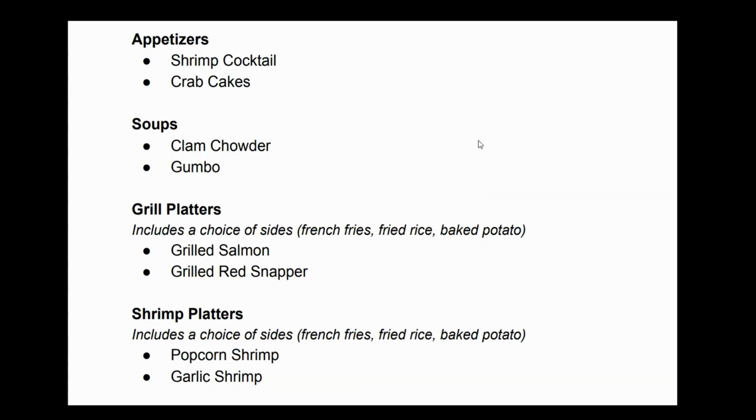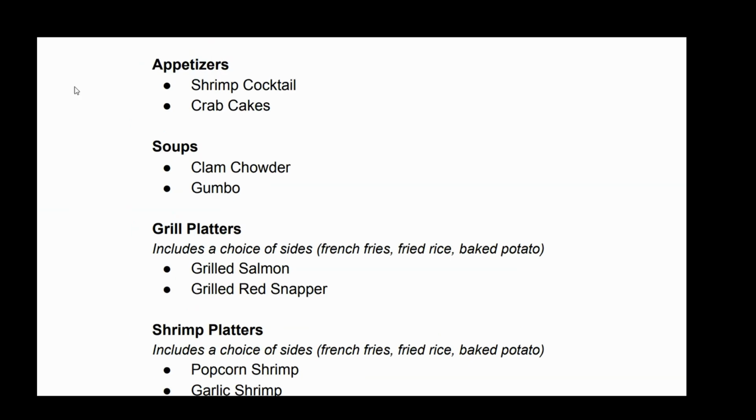So let's get started. This is the example menu that we're going to build. This is for a seafood restaurant. We're going to have 3 different categories: appetizers, soups, grilled platters, and shrimp platters, each with a couple of menu items. Before we continue, I'd like to explain really quickly about how menus are set up within Tableside.